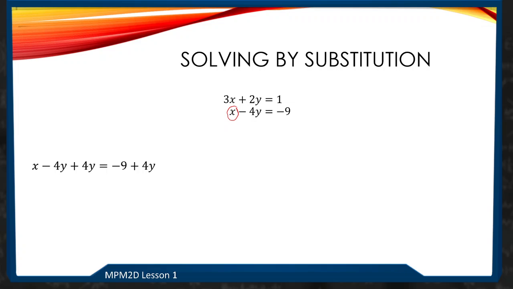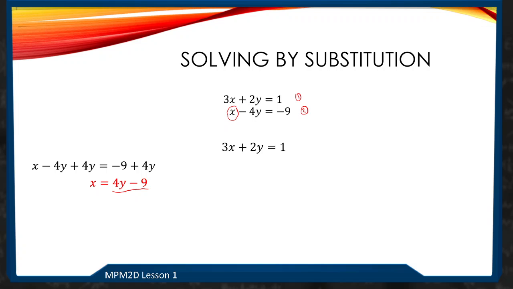So I'm going to take my equation and add 4y to both sides. I'm going to end up with an expression, x equals 4y minus 9. X equals 4y minus 9 tells us what the value of x is with respect to y. Let's call this equation 1 and this equation 2. So I've taken equation 2 and come up with a piece of information from it, that x is 4y minus 9.